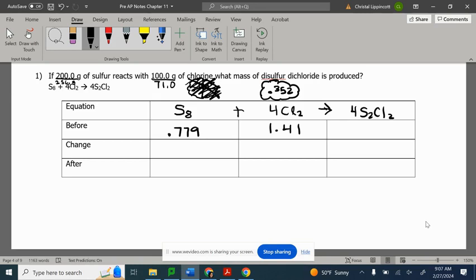So this guy is going to go down. He's going to go minus 0.352. This one's going to go down. We're going to take it and multiply it by 4. This is going to be a minus 1.41. And this will be a plus 1.41.